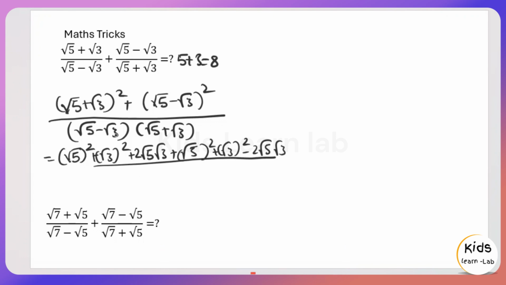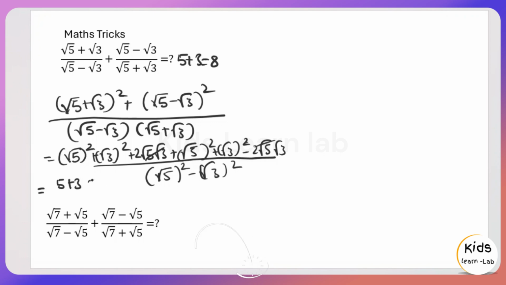this is in the form of root a minus root b into root a plus root b. The answer is root a square minus root b square, that is root 5 whole square minus root 3 whole square. This is equal to root 5 whole square is 5, root 3 whole square is 3, plus 2 root 5 and root 3, and minus 2 root 5 and root 3 gets cancelled.